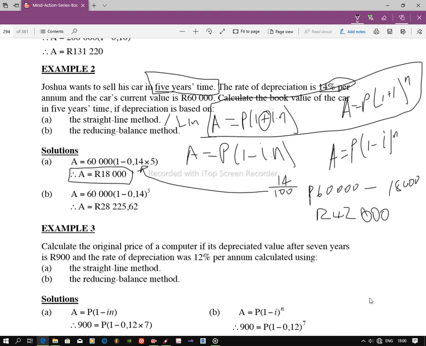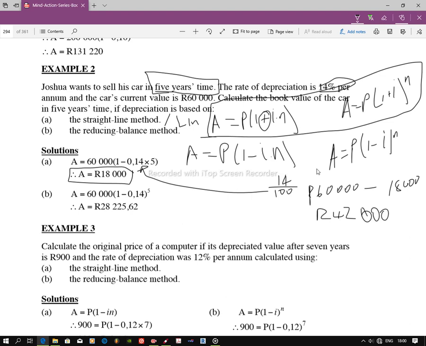So you can see that after 5 years, if I were to buy this car, I was going to buy it with 42,000 because of depreciation. It was 60,000, but after 5 years, it won't be 60,000. So investing in cars is not a good idea, because it depreciates. If I want to buy it at a lesser price, I can wait 10 years, and then I will buy this car at a lesser price. So that's how it works.